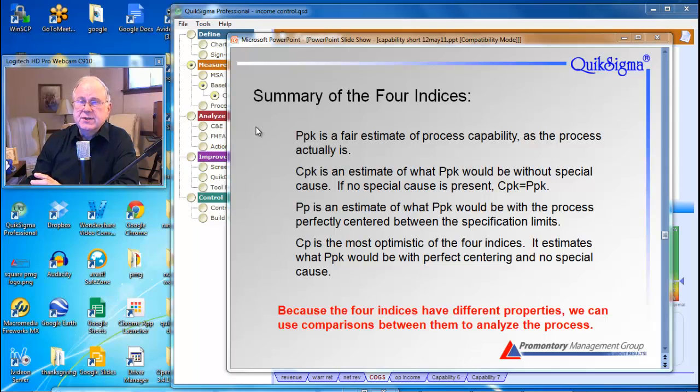First thing I would suggest is make sure that you're using the right index. I can make CPK whatever I want it to be, literally. PPK is a fair estimate of what your process is actually doing. So I would use that instead of CPK, and that'll keep you out of some trouble.